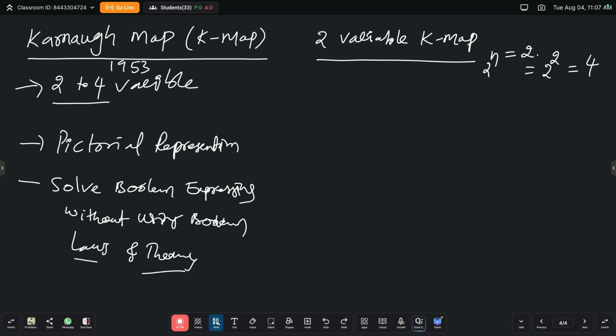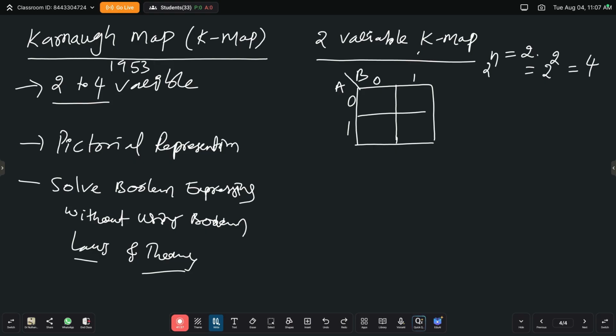So to represent your 2 variable K-map, we need 4 cells. This is the 4 cells. A is one variable, B the other. Sir, why should we write A here, B here? I want to write A on top, B on the left. No problem, you can do it. The representation of the cells are 0, 1, 0, 1. Are you following?